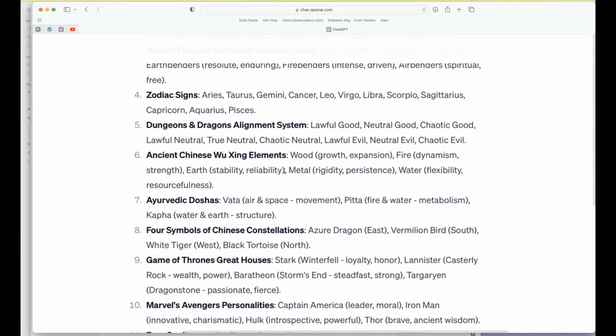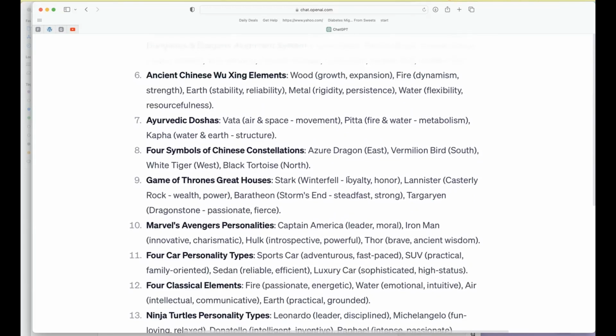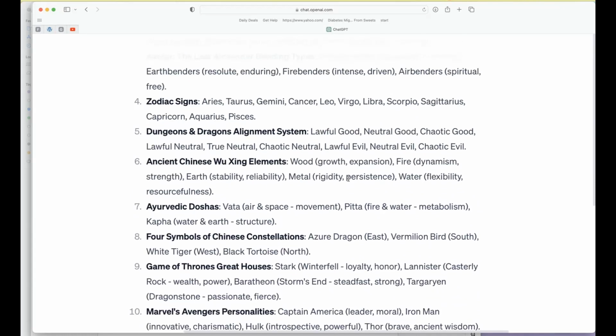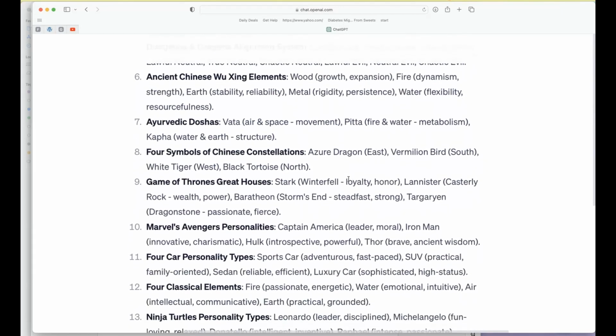When it comes to the ancient Chinese Wu Xing elements: wood, fire, earth, metal, and water. Yeah, that's one of the models included in the wealth dynamics that it is built on. And you have to figure out which one of these would go mid-grid, or is it five types going around? How do these overlay? The Ayurvedic doshas: fire, air (movement), structure, earth, but it only has three: Vata, Pitta, and Kapha. Okay, the four symbols of Chinese constellations: the azure dragon, the vermilion bird, the white tiger, the black tortoise.